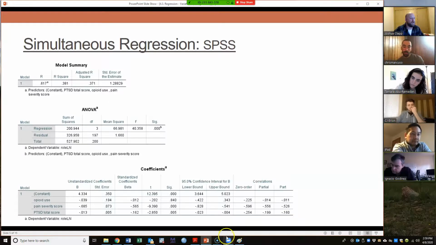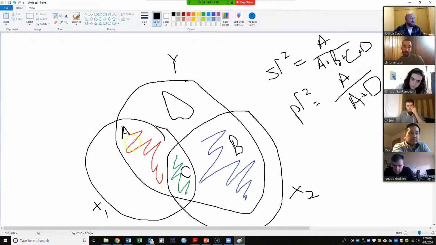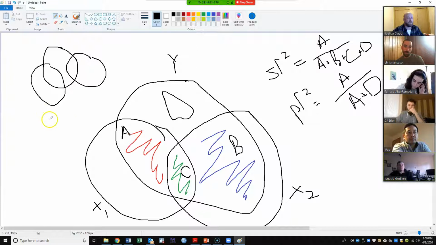The partial correlation, right? Unless my predictors are completely uncorrelated. So what I've got is this, and this, and this, and here's X1 and X2 and Y here. Okay. And I say my semi-partial correlation is 0.30. What's my bivariate correlation? 0.30. It's the same thing, right?